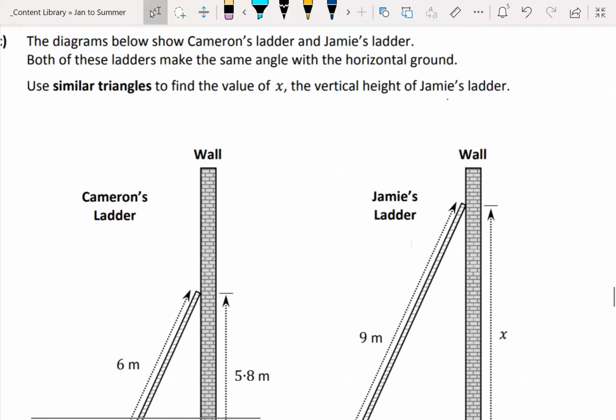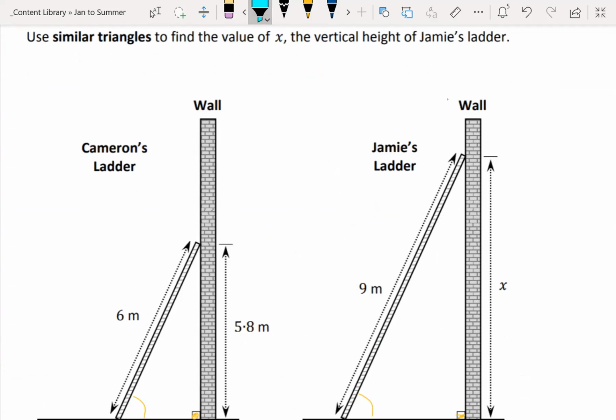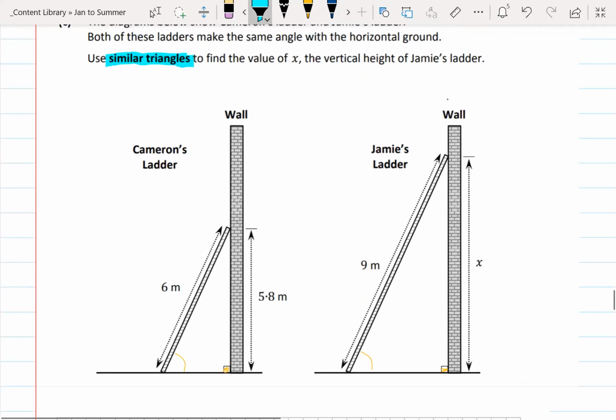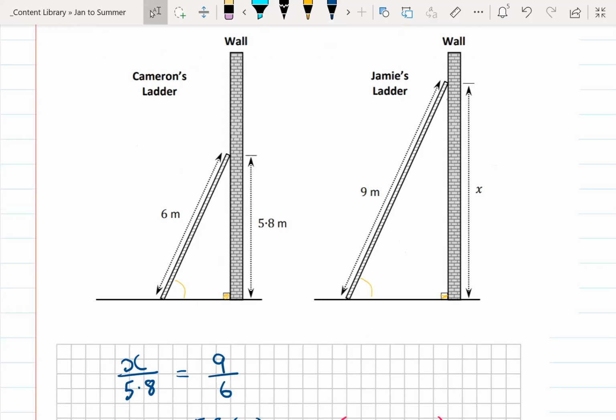Now, use similar triangles. If you were to go to your book, this is what you need to look for in the index page: similar triangles, if you want to go back and revise this. Find the value of x, the vertical height of Jamie's ladder. When we were doing this in school, I would have introduced it by saying we can get the height of the spire in Dublin city centre, or some really tall building, by using similar triangles. Cameron's ladder, Jamie's ladder, and they give us some dimensions.